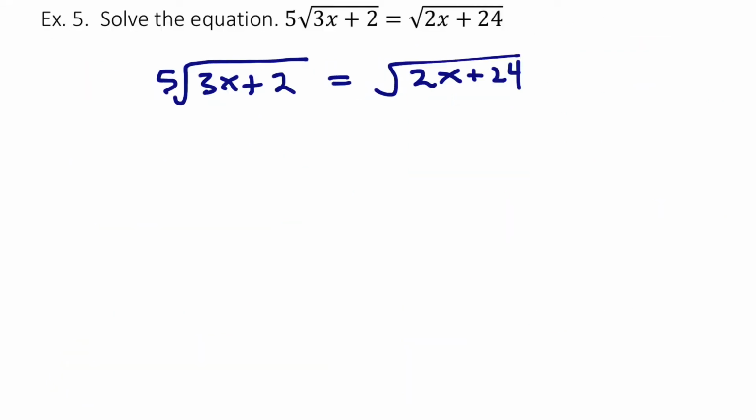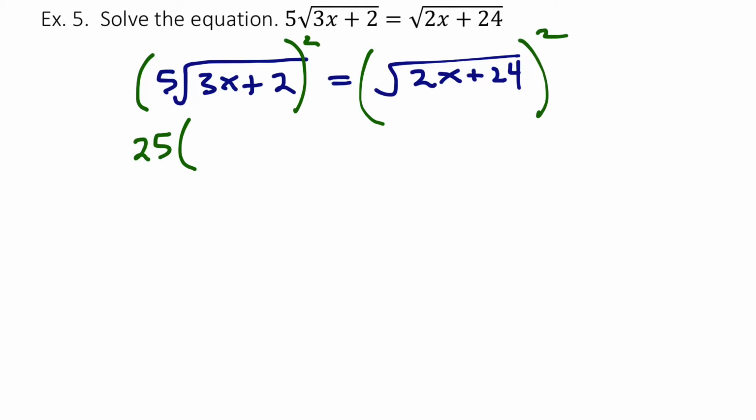So on my next example, I've got a square root on both sides of the equation. So I want to square both sides of the equation, being careful that I surround everything, that 5 as well, within my squaring parentheses. So I'm squaring both sides. So 5 squared is 25.